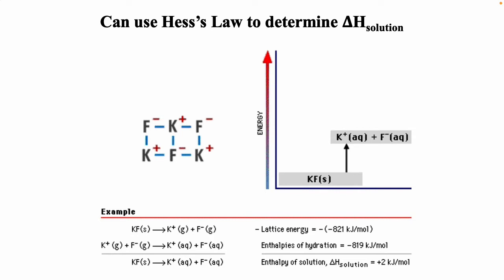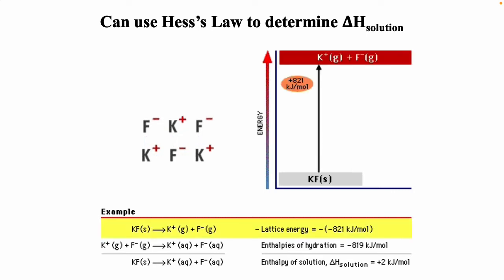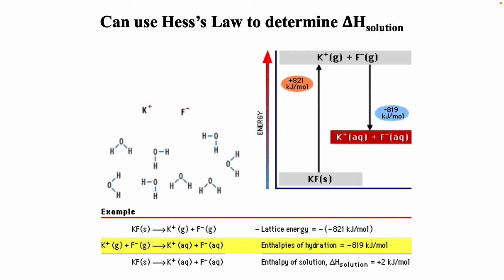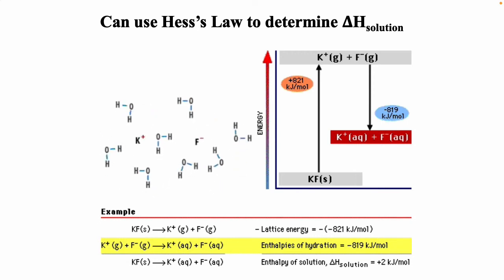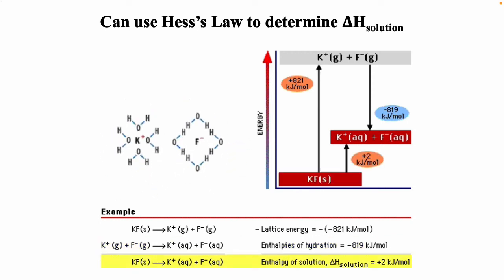The dissolution of potassium fluoride can be thought of in 2 steps, although the reaction does not really occur this way. First, we imagine the potassium and fluoride ions separating. This is an endothermic process. Then the ions are hydrated. This is an exothermic process. The combination of these 2 energies is the enthalpy of solution.